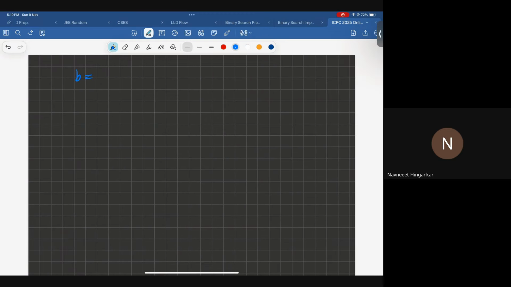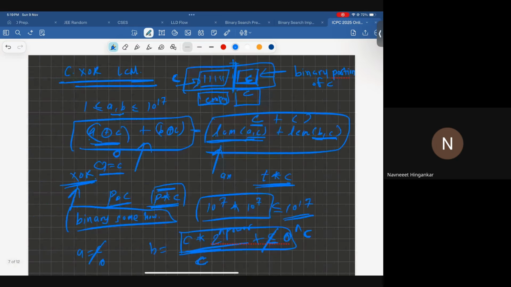So B became 2 raised to the power into C. This is just to make sure that we are shifting it by at least that much space, so we can combine it and it doesn't interfere with the addition part, right? So what I thought was to just make it some random number, and the range was very big, like 10 to the 17.